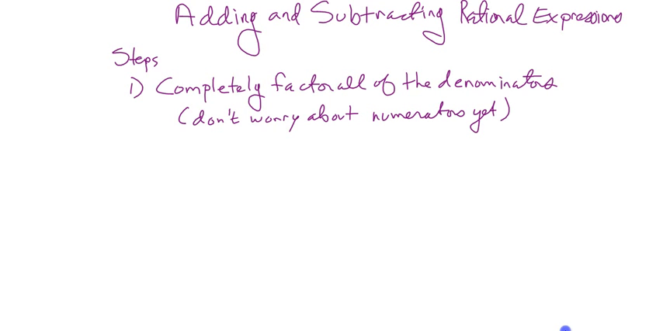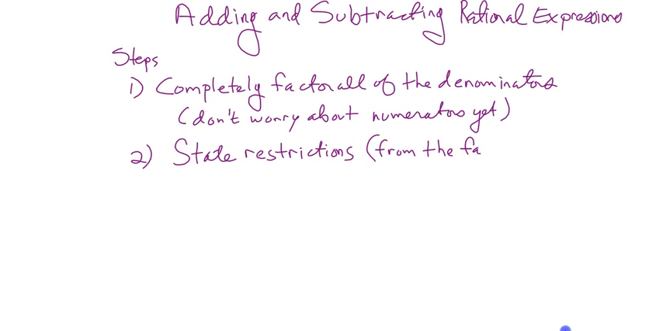Okay, after you have completely factored the denominators, you're going to state the restrictions from the factored form of the denominator. So state restrictions. Remember, we're not multiplying or dividing. We're going to add or subtract. You don't have to worry about flipping anything, right? All we do is we take the expressions, we factor the denominators completely, and we state the restrictions from the factored form of the denominator. Only the denominator, not the numerator. Don't care about numerator for restrictions.